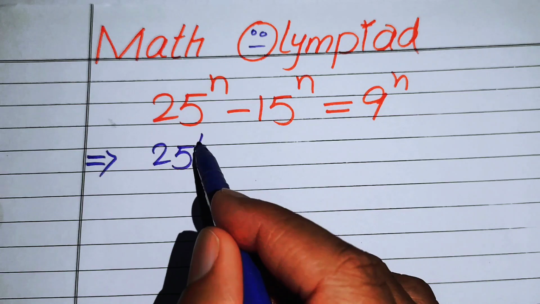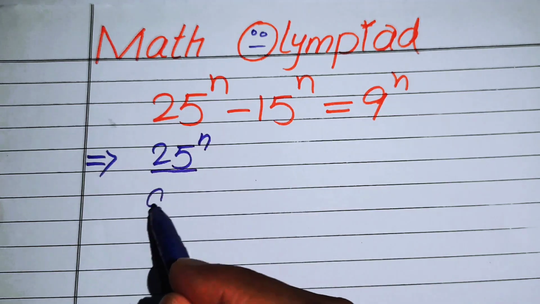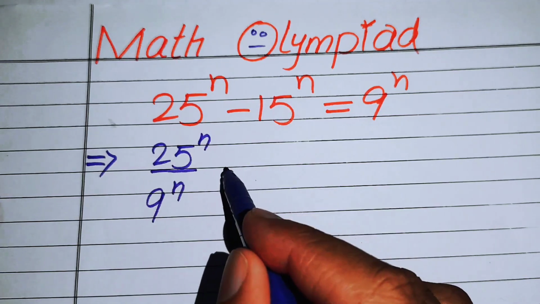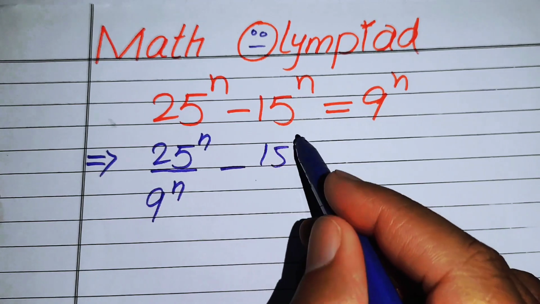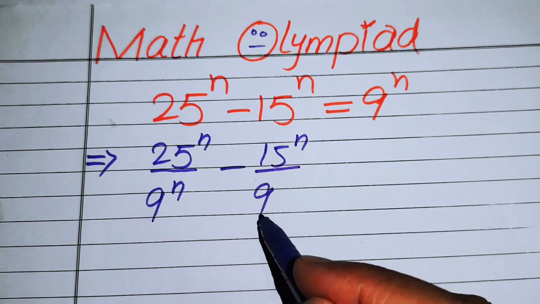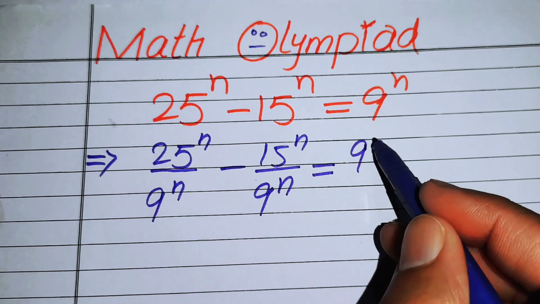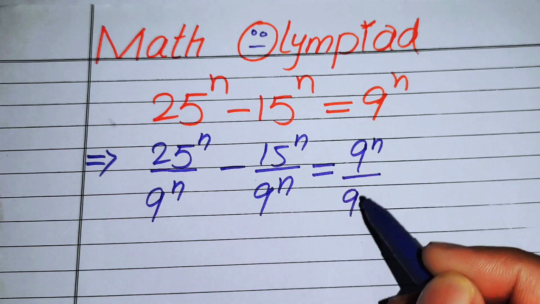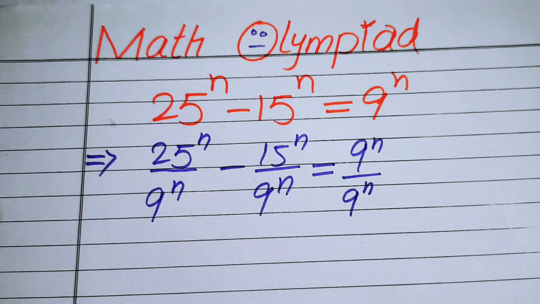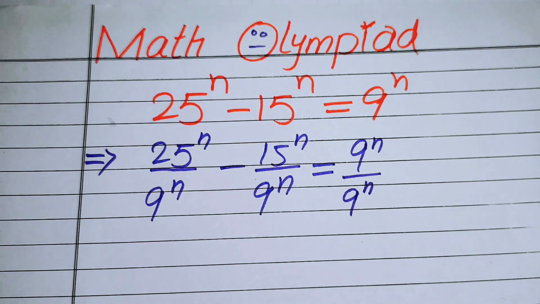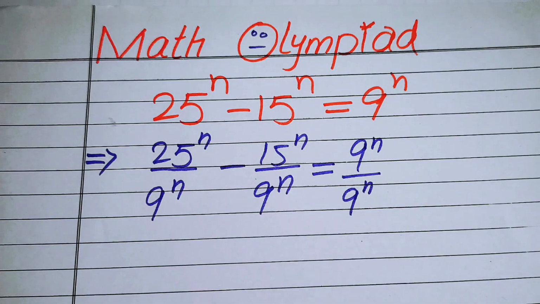So you get 25 to the power of n over 9 to the power of n minus 15 to the power of n over 9 to the power of n equals 9 to the power of n over 9 to the power of n. Now in the next step we will use the nice exponential formulas.